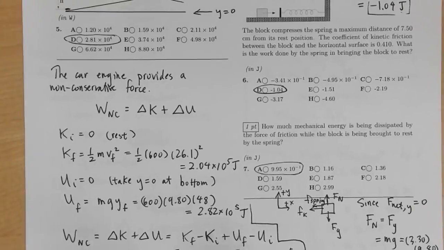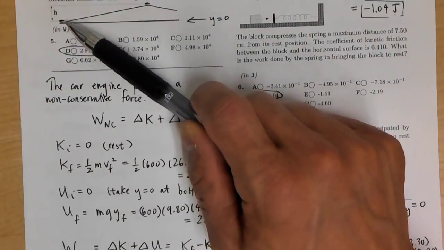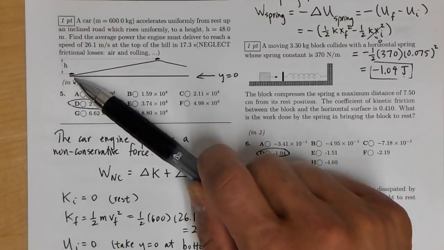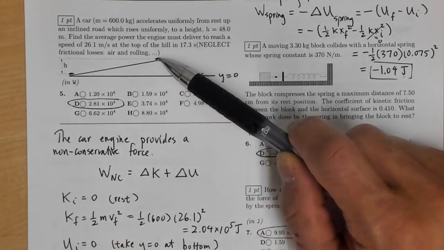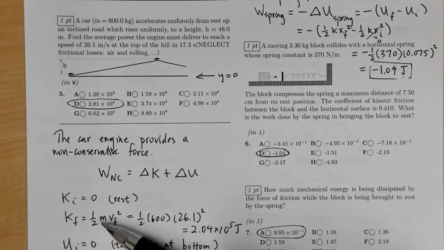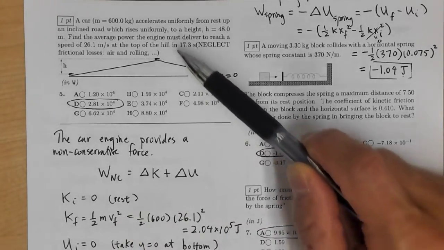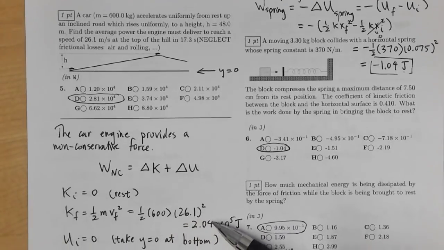All right. So now, the initial kinetic energy, it starts from rest. That's what's given in the problem. So K initial is equal to 0. K final is what we want to know, so the final is at the top of the hill. So we have 1/2 mv final squared. We're told the mass of the car is 600 kilograms. The final speed is 26.1. So we get 1/2 times 600 times 26.1 squared. And that's 2.04 times 10 to the 5th joules.